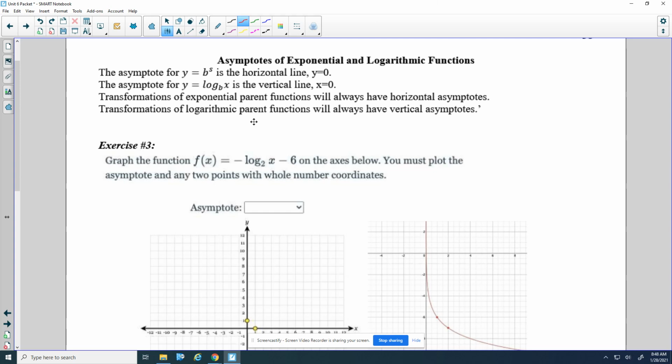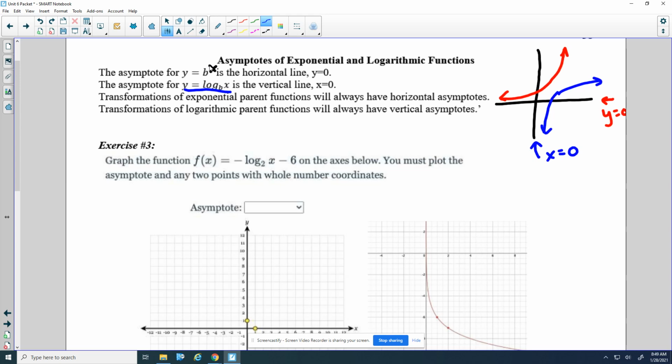Now, important things to remember. First off here, I just see a typo. The asymptote, the line that it can't cross, for b to the x is the horizontal line y equals 0. So if I graph a parent exponential function, it's going to look like this, and it cannot cross y equals 0, which is the x-axis. If I have a logarithmic parent function, it's going to look something like this, and it cannot cross x equals 0 or the y-axis.